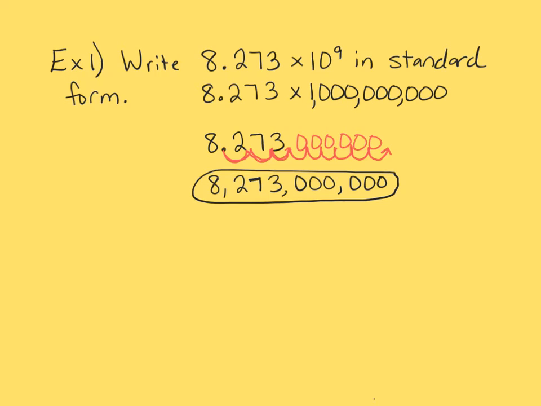Just one quick thing to note, had this have been a power of 10 to a negative exponent, like 10 to the negative 9th power, then we would have counted 9 decimal places again, but we would have gone to the left, and we would have wound up with a number that was 0.0000 something.